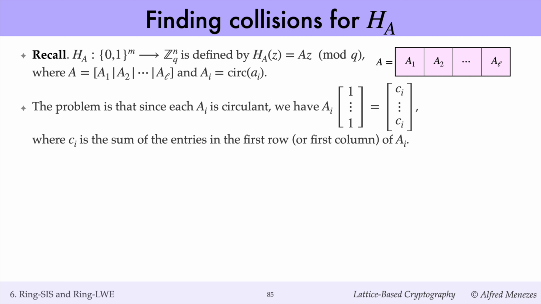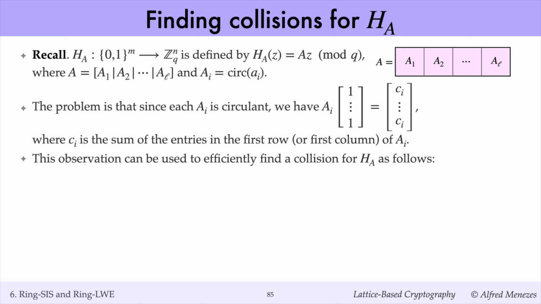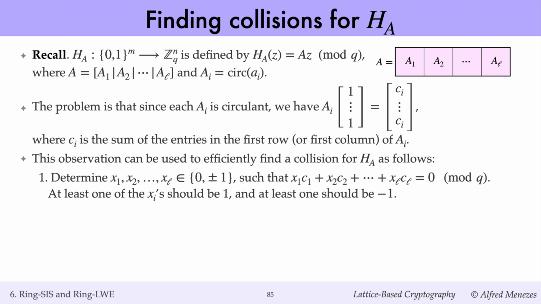Collisions can be found because the sum of the entries in a row of a circulant matrix is constant. In other words, the circulant matrix A_i times the all ones vector is a vector all of whose entries are equal to c_i. To find a collision for H_A, one only needs to find integers x_i between -1 and 1, for which x_1 c_1 + x_2 c_2 + ... + x_l c_l is equal to 0 modulo q. At least one of the x_i should be 1, and at least one should be -1. This should be easy to do.